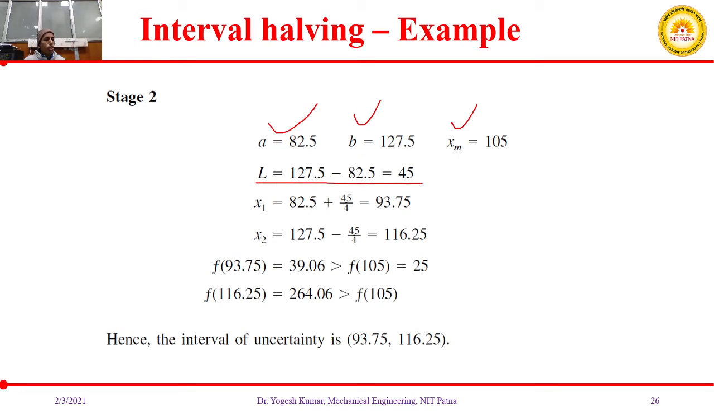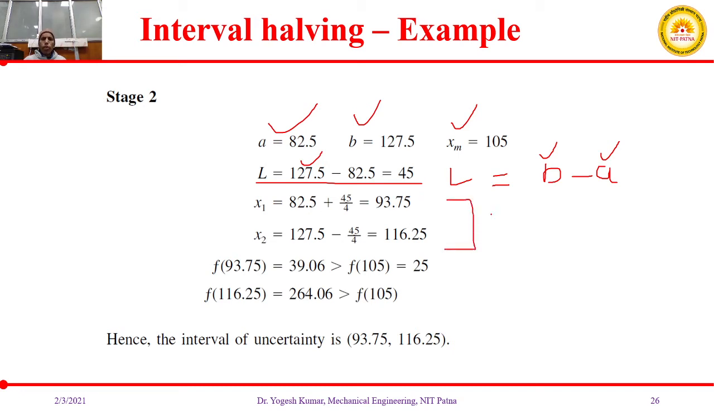The length of your search interval will be calculated as L equal to B minus A, your new value of B and new value of A. So this is now 127.5 minus 82.5, which will be equal to 45.